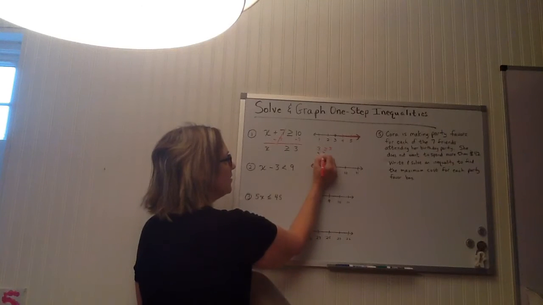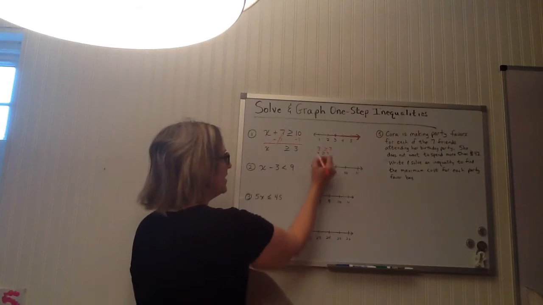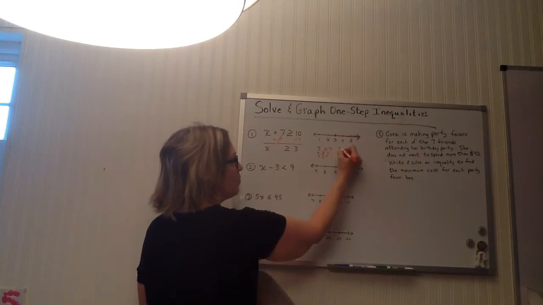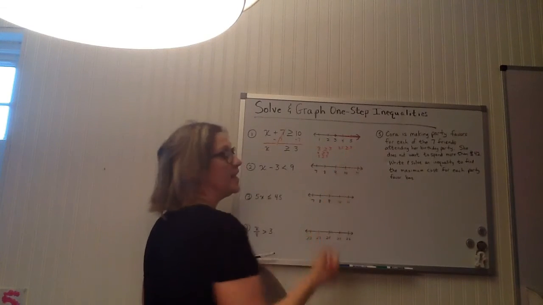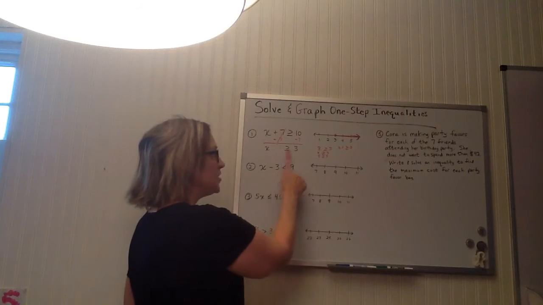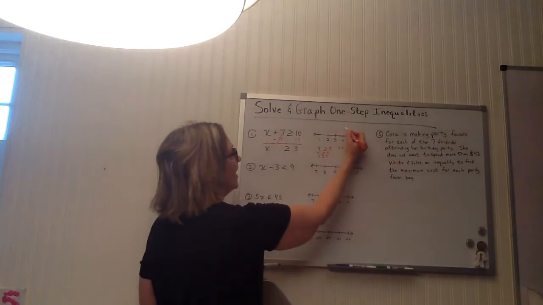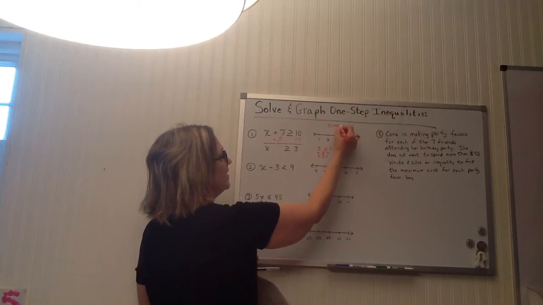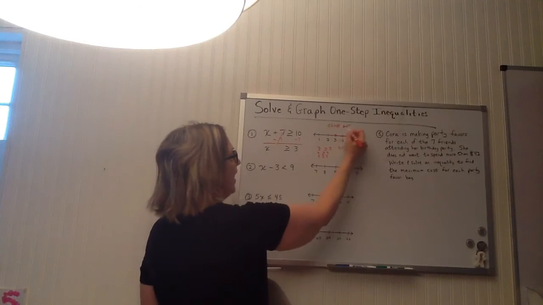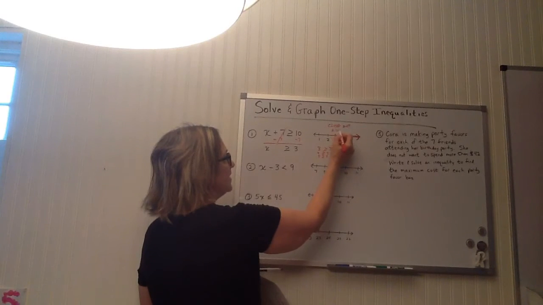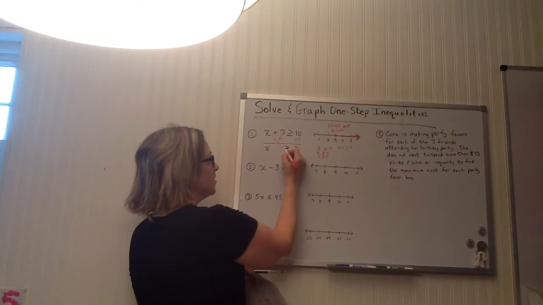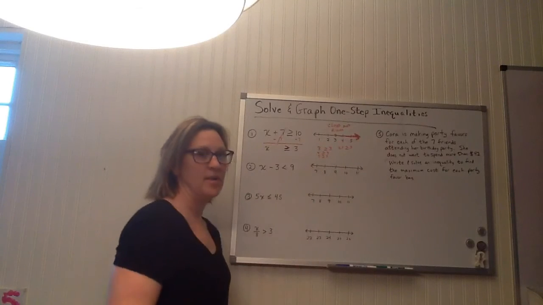So let's try it. Is 4 greater than or equal to 3? Yes. Is 5 greater than or equal to 3? Yes. I'm going to try 3.5, which would be right there. Is 3.5 greater than or equal to 3? Yes. So this is my solution, and this is what it looks like graphed. Again, remember, we have a closed dot that would include the 3, and the arrow goes to the right this way because it's greater than. Notice that this is going this way, so we go that way on the number line.